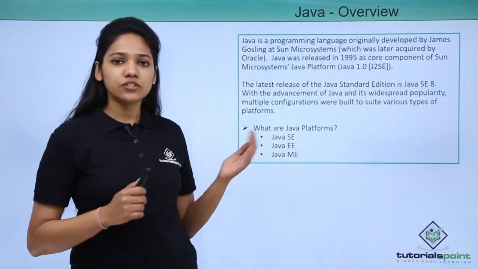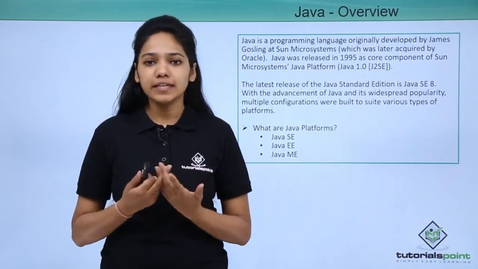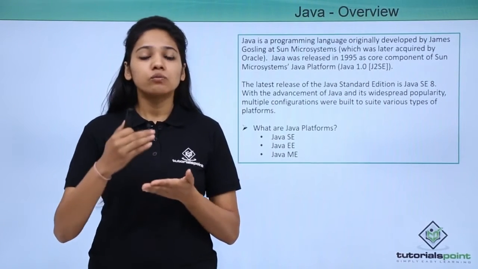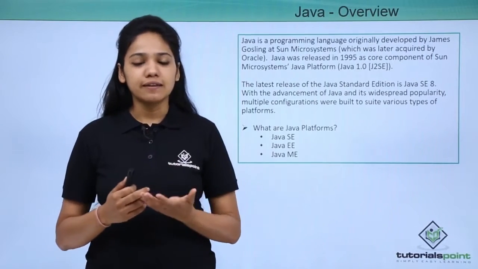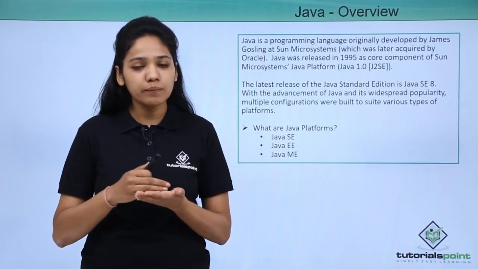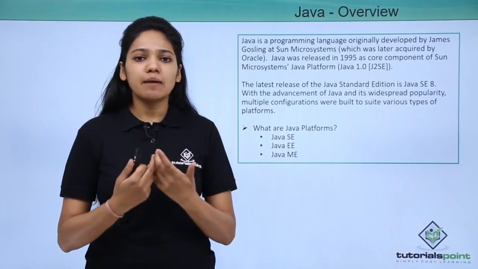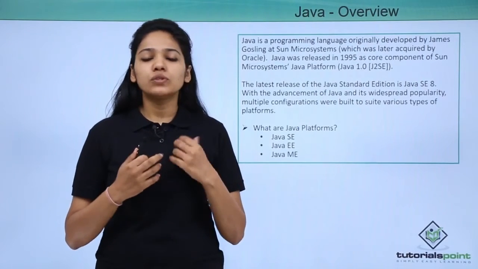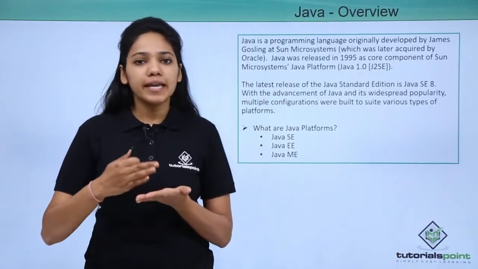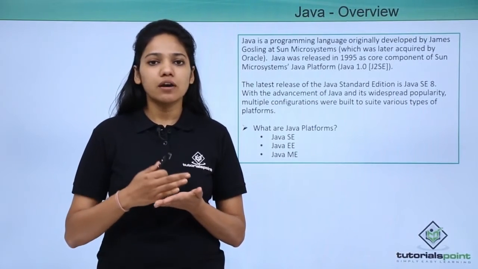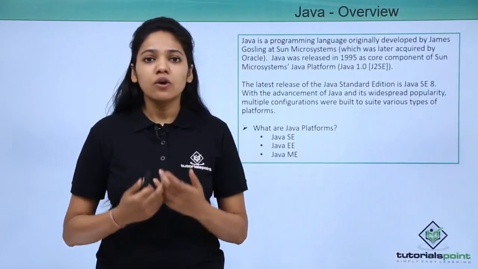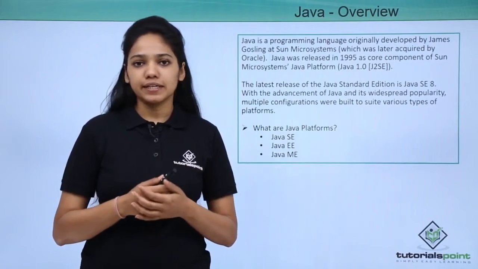The next one is Java EE. What does this Java EE do? Java EE stands for Java Enterprise Edition, which is built over Java SE. It provides us a runtime environment to execute large scale applications such as multi-tier, scalable or reliable applications. The last one is Java ME, where Java ME stands for Java Micro Edition, and this is used to build embedded applications.